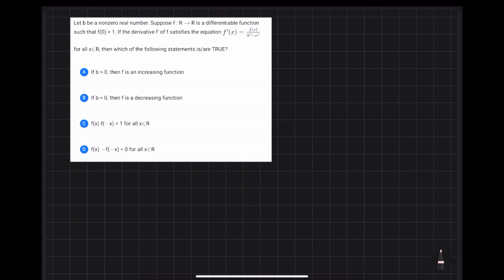So, we got a wholesome new problem which says let b be a non zero real number. Suppose f defined from R to R is a differentiable function such that f of 0 is 1. This is important information. If the derivative f dash of f satisfies this, so this holds true. So can I write f dash x as dy by dx, and this is f of x, so can I replace it with y by b square plus x square? Is that okay?